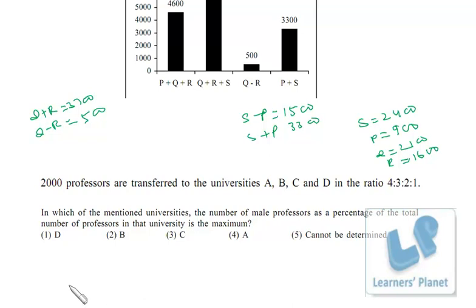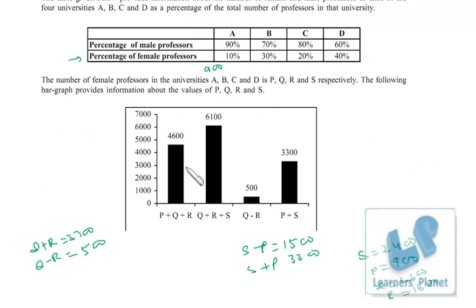Now 2000 professors are transferred to the universities A, B, C, D in the ratio given. In which of the mentioned universities is the number of male professors as a percentage of the total number of professors in that university maximum? So the transfer is 4321. So that's 800, 600, 400 and 200, right? But we don't know the breakup of this 800, 600, 400 and 200 as between males and females, right? So in the first go it seems that we cannot answer the question, but still we just try to answer because we have been given the percentage breakup of male and female initially over here.